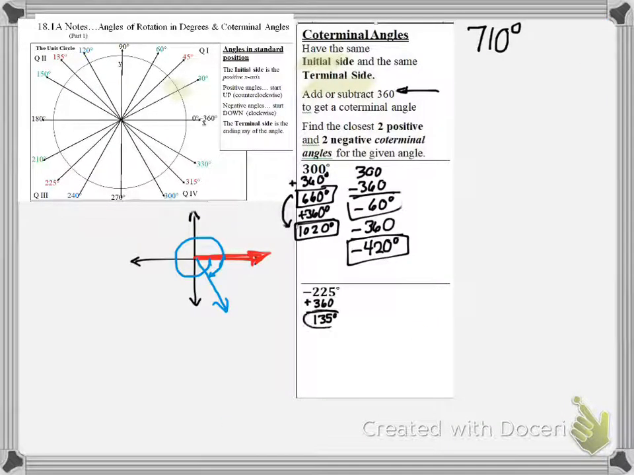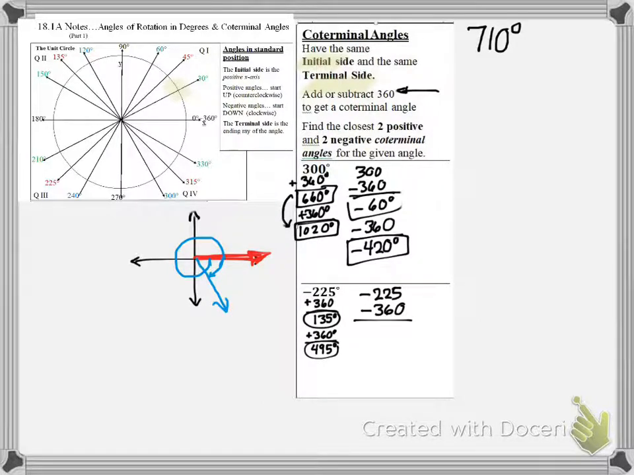But there are more angles in the same place as that. So I'm going to take that and I'm going to add another 360 degrees. And 135 plus another 360 degrees takes me to 495 degrees. That's another good answer for that problem. They want some negative ones, so go back to negative 225. And now I'm going to subtract 360 degrees.